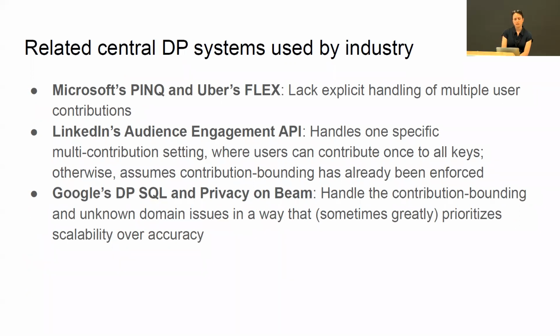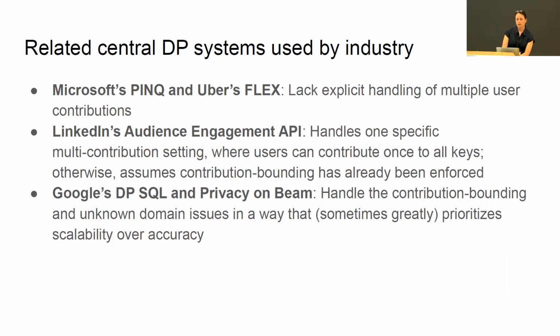To put Plume in context a little with some other systems before we dive into details, Plume works in the central DP model where all the private data has already been collected on some central server. And this slide lists a few other central DP systems used by various companies. So for PINQ and Flex, one key difference distinguishing Plume is that it explicitly handles the multiple user contributions. So it provides infrastructure for teams to enforce contribution limits. And then similarly, you've got LinkedIn's audience engagement API, and it handles one specific multi-contribution setting, which assumes that users can contribute sort of once to all keys in the data.